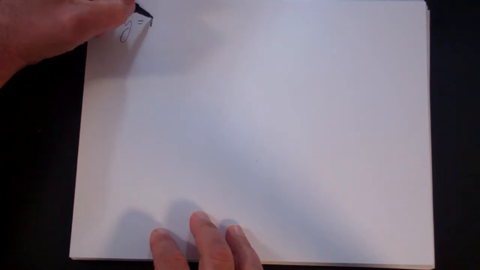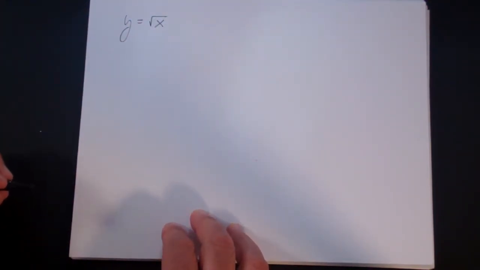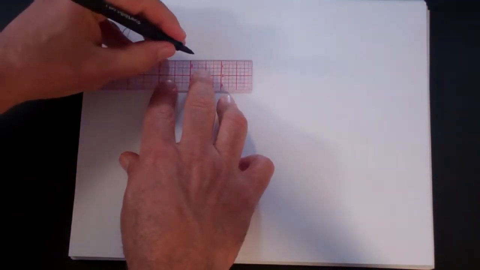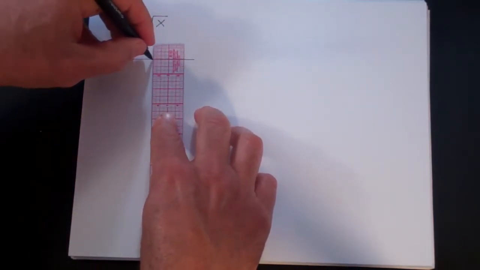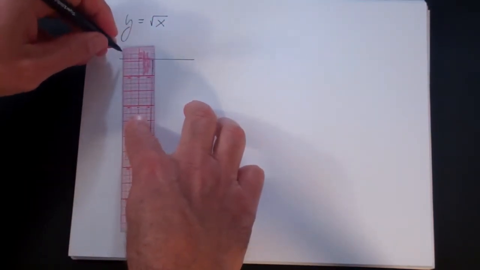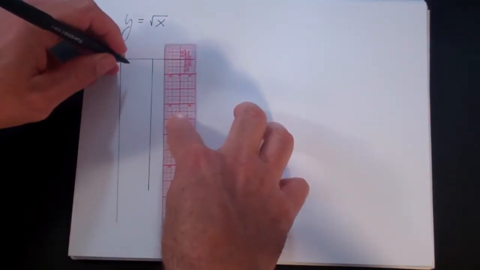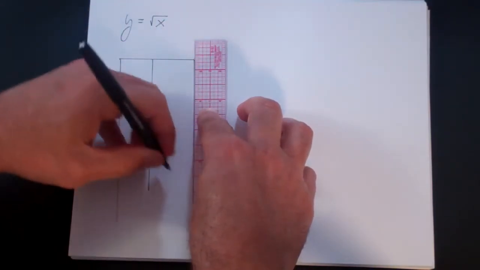So if we look at a function, y is equal to square root of x, and let's graph that, then the first thing that we should do is make a table. So let's make an xy table. And what we want to notice when we have square root of x is that it will not be defined when x is a negative number.